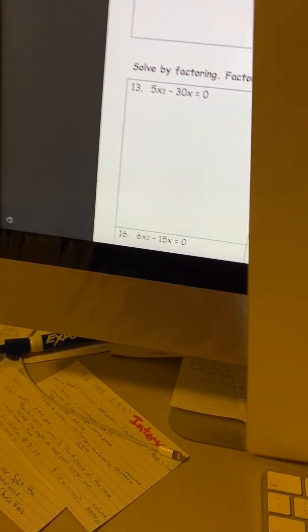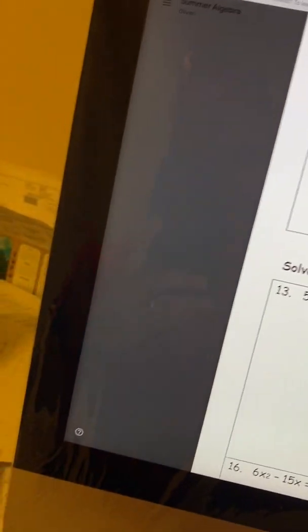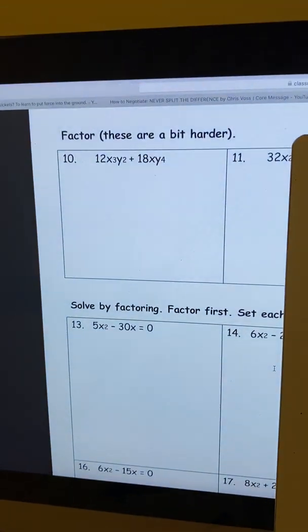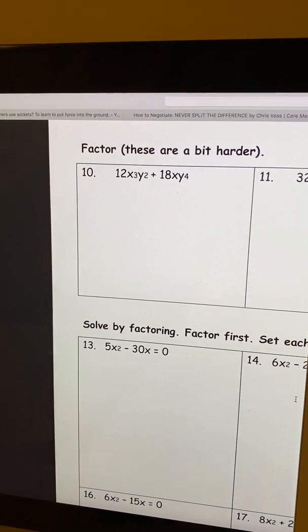Number 10 is what they call here a little more difficult problem. I just wrote on my computer with this marker. Nice. This is a little more difficult problem.